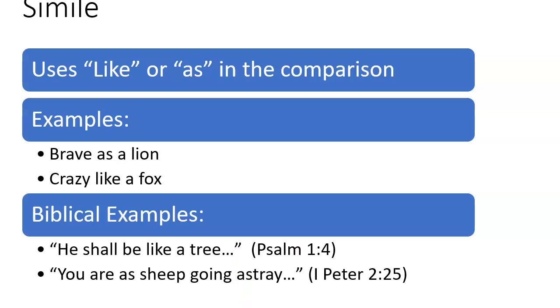A simile is like this: brave as a lion, or crazy like a fox. See, it's explicit. The comparison is as or like, and you can't miss it. So biblical examples would be in Psalm 1. The wise person is said to be like a tree planted by springs of water. And we are, because of our sinful nature, described as sheep going astray. See the as, see the like. That's the explicit comparison that a simile is inviting us to.